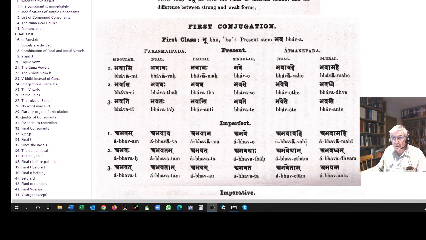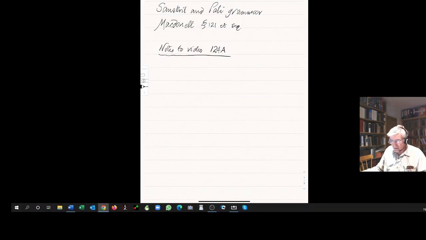and there are 4 verbs here, 4 classes of verb, and we'll deal with the other 6 a little later.